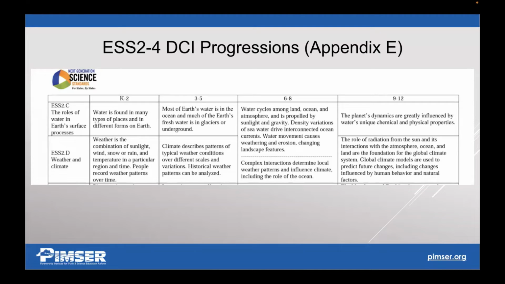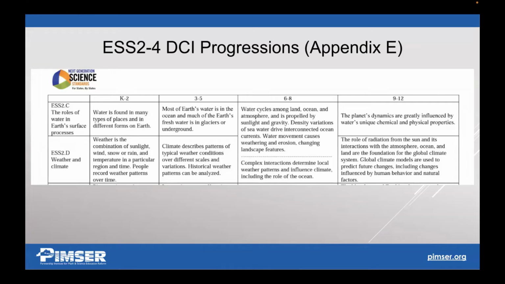And the driving force behind this cycling, the energy behind this cycling, comes from the sunlight and gravity. Also, there are some changes in how energy cycles in water, and that's based on density variations, which is going to drive ocean currents, which is going to impact other Earth systems. And then also water movement causes weathering and erosion, which changes landscape features.